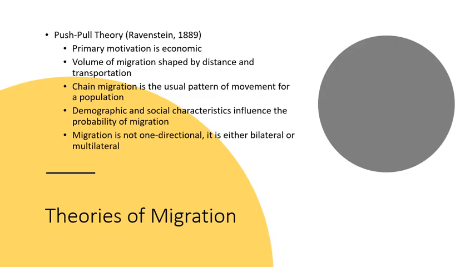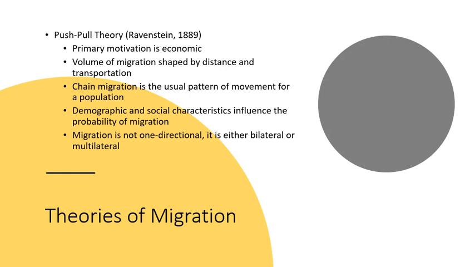This video is going to give a very brief overview of different theories of migration that exist in the field of demography. One of the original attempts to theorize migration is the push-pull theory offered by Ravenstein in 1889. And this is primarily an economic theory.